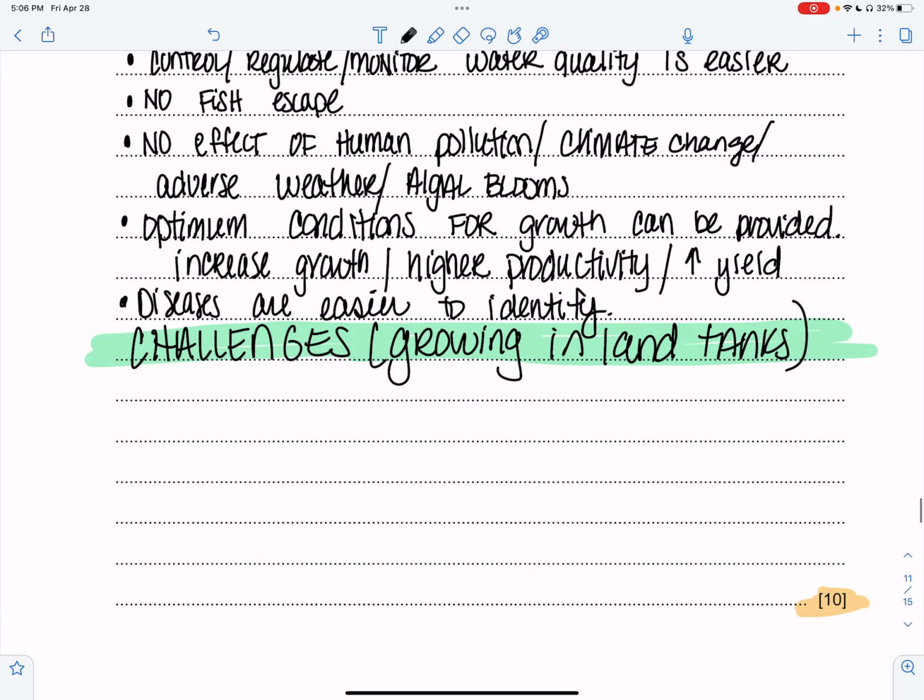Challenges for growing in the land tanks or in tanks on land. All right, there's a high initial cost, and there's literally a high cost the entire time. Where the initial cost for a sea cage is just, let's put the sea cage out there, period. There's going to be more money spent for water pumps or aeration filters, for heating, for lighting.